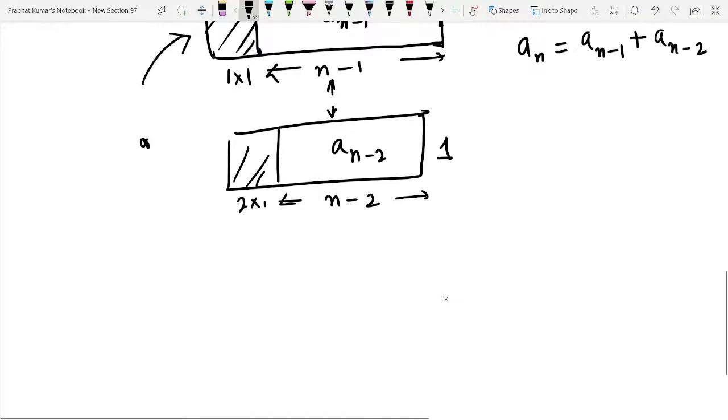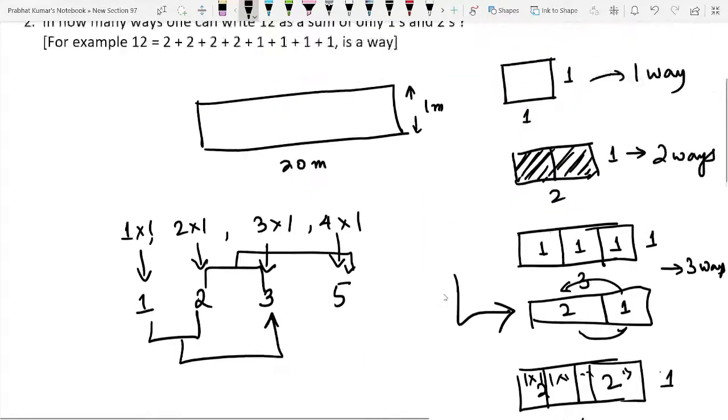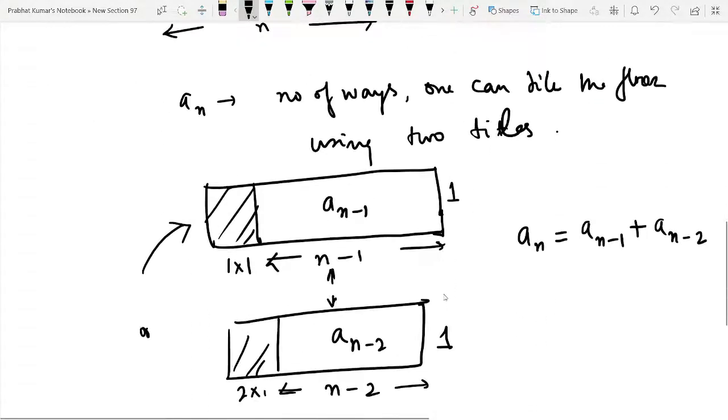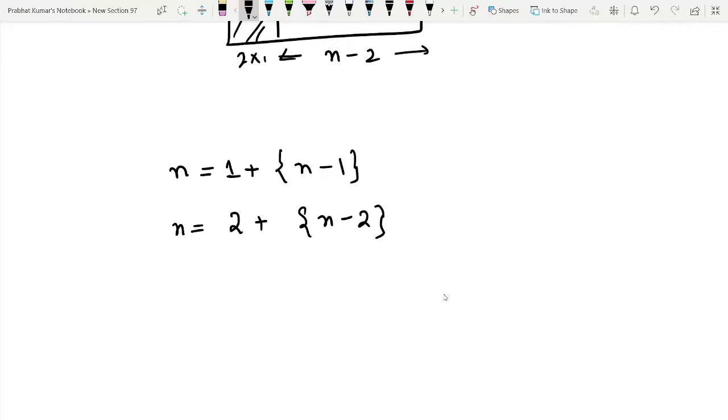Similarly, if you look at the second question, the number of ways one can write a given number n as a sum of twos and ones only, you can think of it this way. If the given number is n, we can first write 1, then the rest is the remaining n minus 1. Or in the second case, we write the number 2 first and then fill up the rest, n minus 2, right?